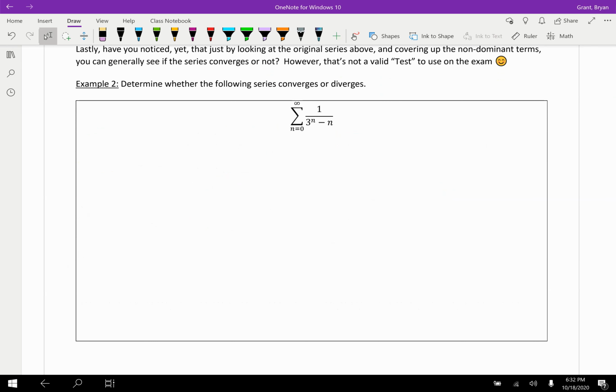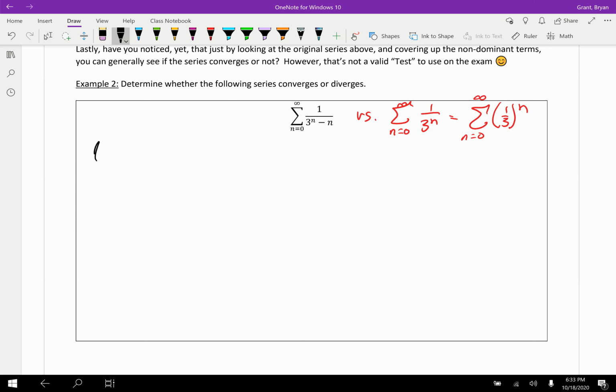So 1 over 3 to the n minus n. I always like to strip out the least dominant term. That's going to be my negative n over here. So we are going to go ahead and compare this to the series from 0 to infinity of 1 over 3 to the n, which, just as a friendly reminder, since we will need this later, I'll actually write a conclusion this time as 1/3 to the n. That's a geometric series with r less than 1, so we know that converges as well.